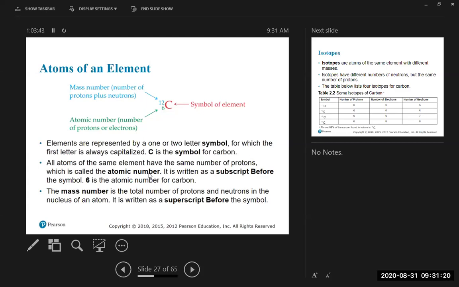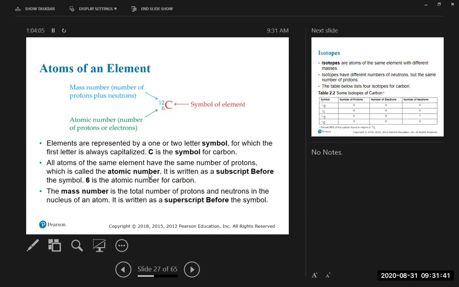So in carbon, how many neutrons do we have? 6, right. Because if 12 is the number of protons plus neutrons, and the atomic number tells us there's 6 protons, 12 minus 6 is 6.